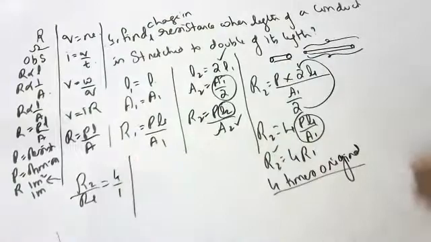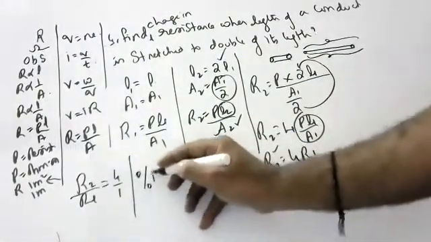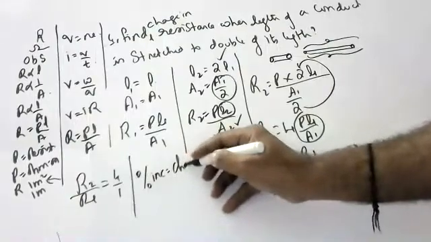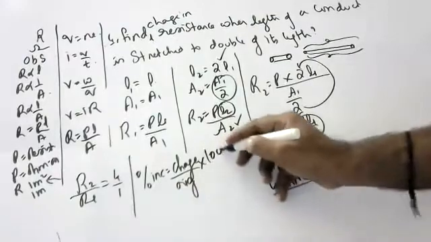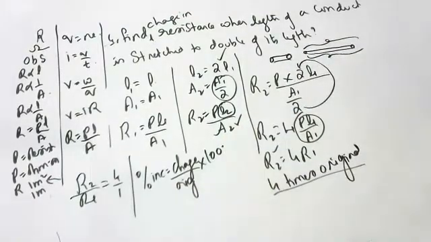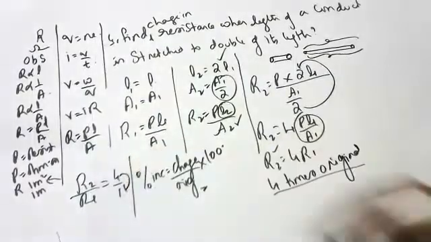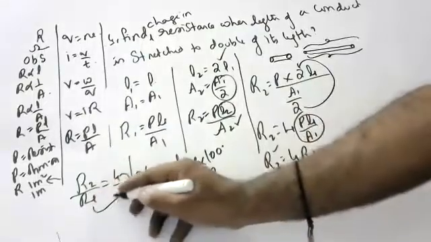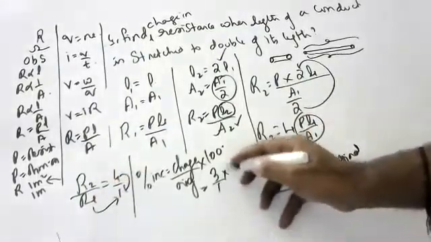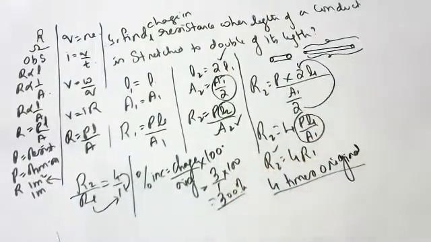Can anyone say the percentage increase? Percentage increase is change by original into 100. What is the change? How much is the change occurring? 3. 4 minus 1 is 3. What was the original? 1. So 3 by 1 into 100, 300% increase in resistance. Like this you have to do, children.